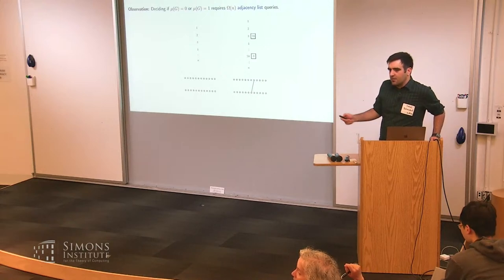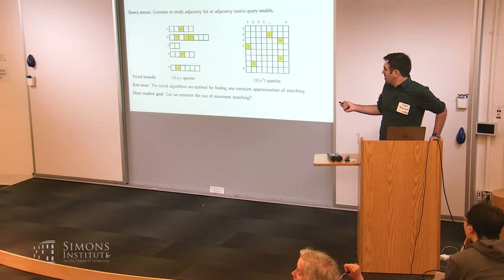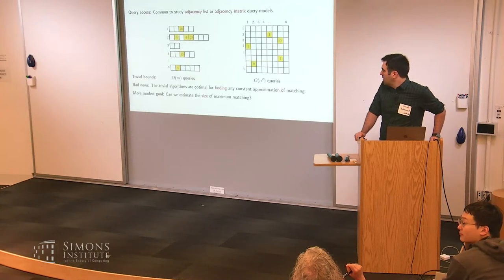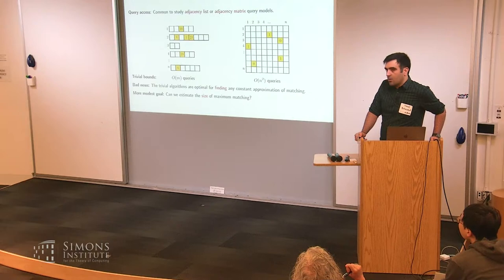Sorry, one tricky question. Does this trivial lower bound hold even for LCAs? I mean, if you want a constant approximation? No. So this is if you want to discover a constant fraction of the edges of the matching.